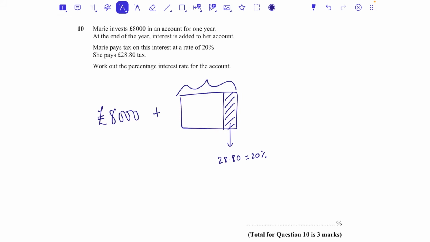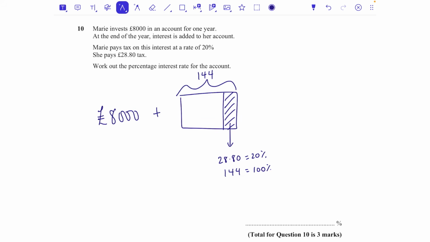If I want to know how much was added on then, the easiest way to do that, you could divide it by 2 and times it by 10. I'm just going to times it by 5. So £28.80 times by 5, you could divide by 0.2 if you really wanted to, is £144. So that is 100% of what was added on. This is 144. Now, what was the percentage interest rate?